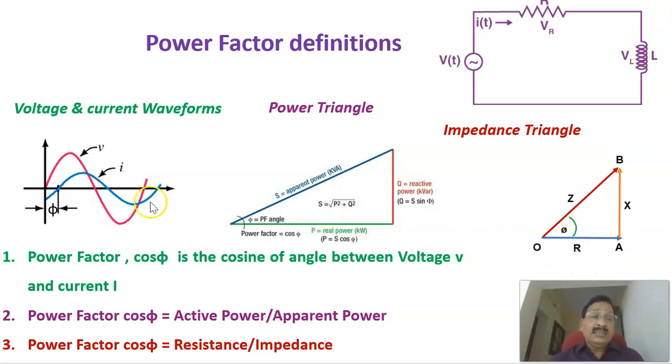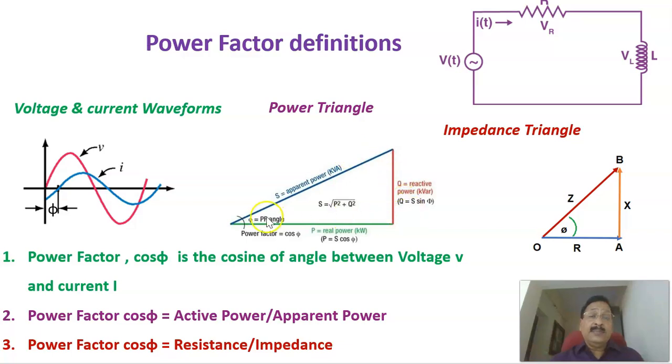There are three methods to define the power factor, which equals cos phi. The first is the cosine of the angle between voltage and current. That is one definition of the power factor.